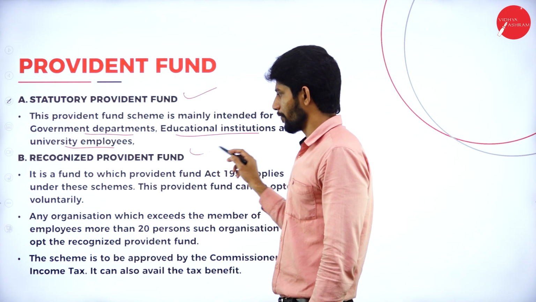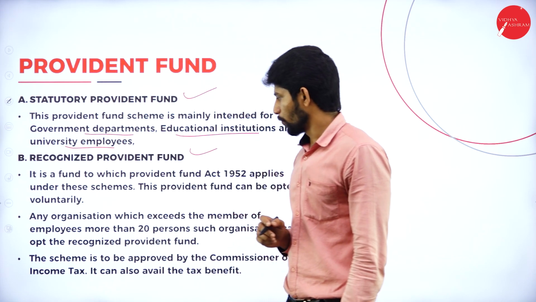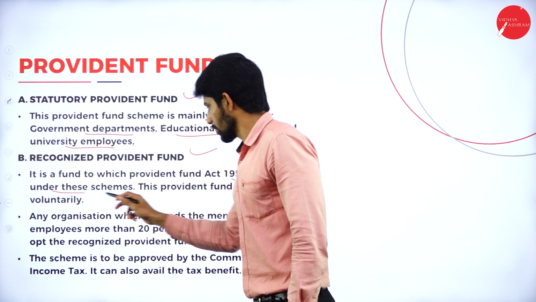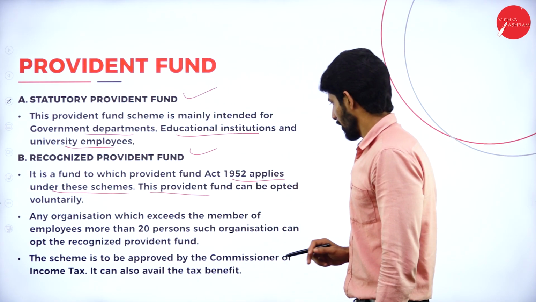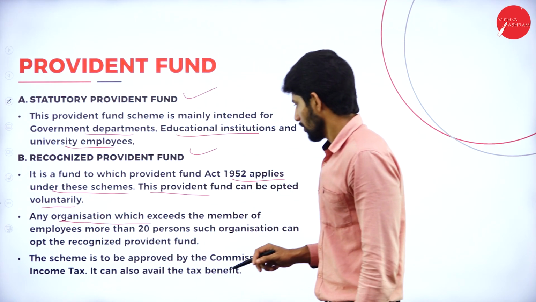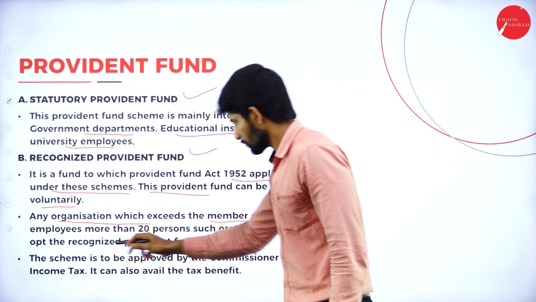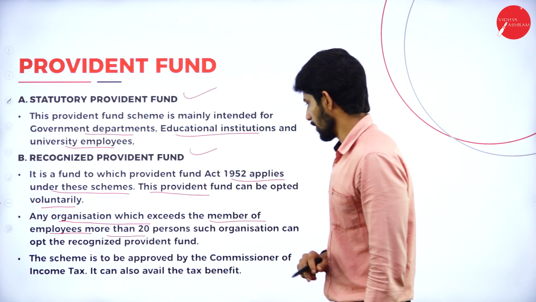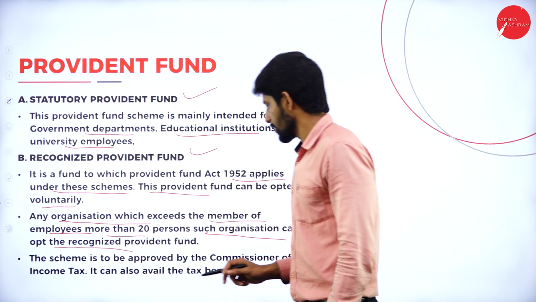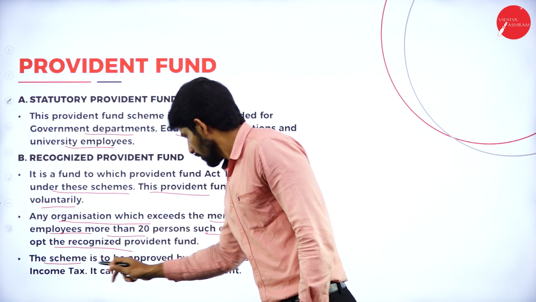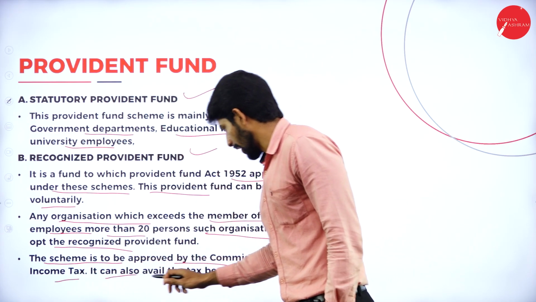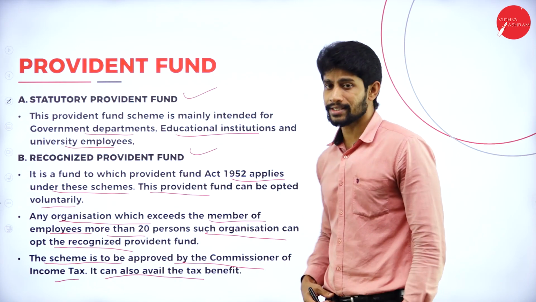Next, recognized provident fund. It is a fund to which the Provident Fund Act 1952 applies. Under this scheme, the provident fund can be opted for voluntarily. Any organization with more than 20 employees can opt for the recognized provident fund. The scheme is to be approved by the Commissioner of Income Tax. It can also avail tax benefits.